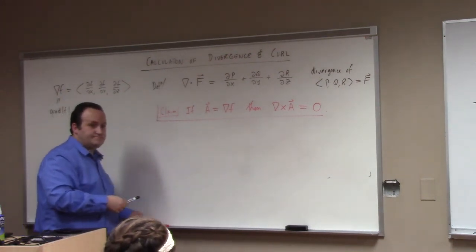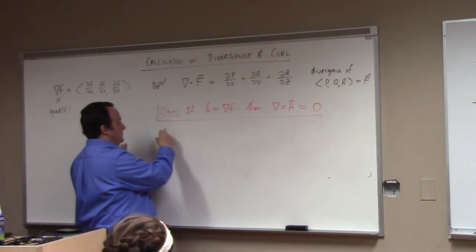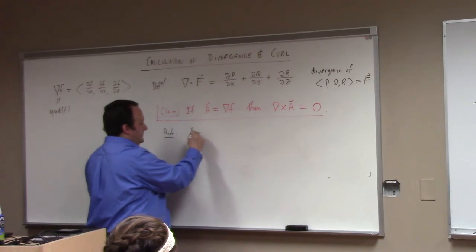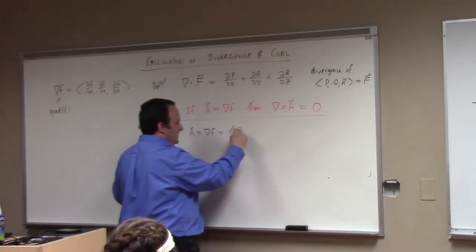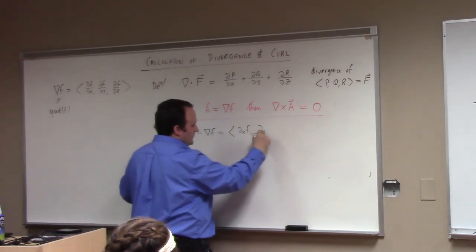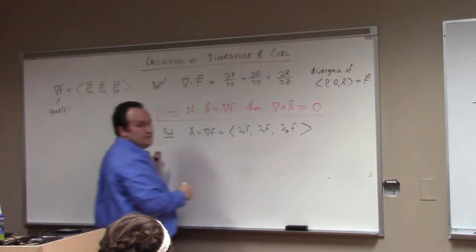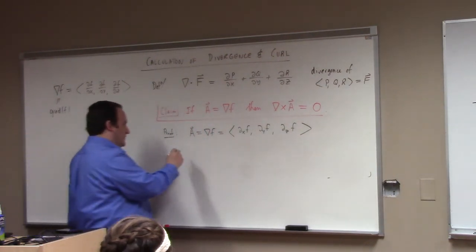Let's work it out. So here's the proof. We're given that A is the gradient of f. What's that mean? It has this very specific form, right? It's partial x f, partial y f, partial z f. That's what a gradient looks like. What happens when you calculate the curl of that? What's the curl of the gradient?